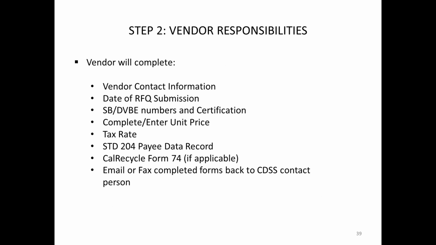The vendor will complete all the required information: their contact information, the date of the RFQ submission, and their SB DVBE numbers and certification. The vendors will complete and enter the unit price, tax rate, and submit a standard 204 payee data record. Vendors will also be required to submit a CalRecycle Form 74 if applicable. They will then email or fax the completed forms back to the CDSS contact person.